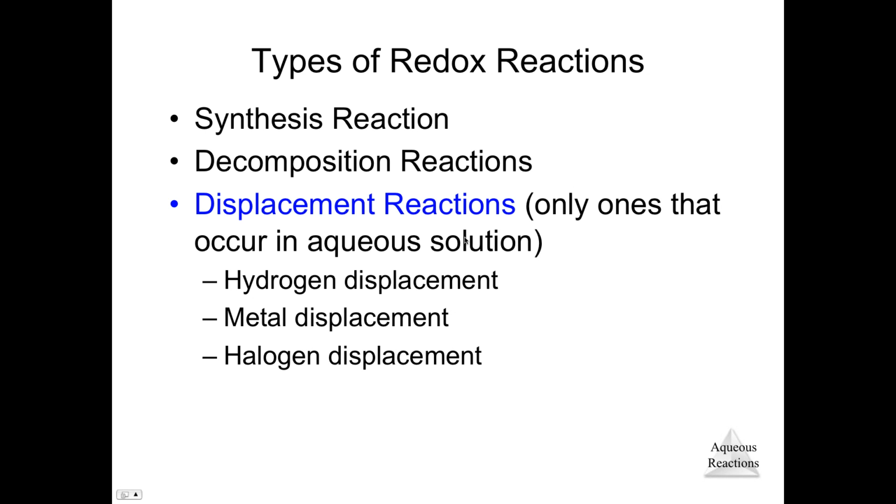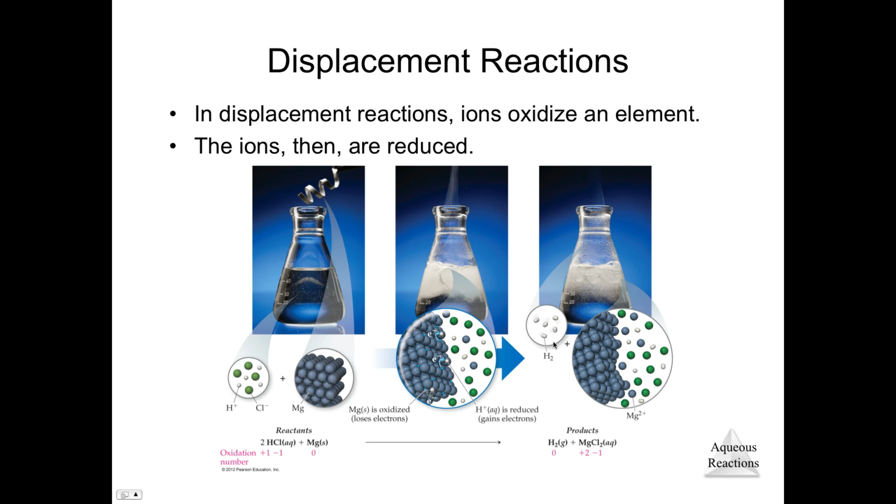And then there's the displacement reactions, which are the ones that occur primarily in solution. So those will be the ones that we're going to focus on in this chapter. You can break them down into hydrogen displacement, metal displacement, or halogen displacement. So if you look at what's happening in this displacement reaction, this is a hydrogen displacement reaction because it's a metal, magnesium, reacting with hydrochloric acid solution. So the hydrogen is going to get displaced in this case.